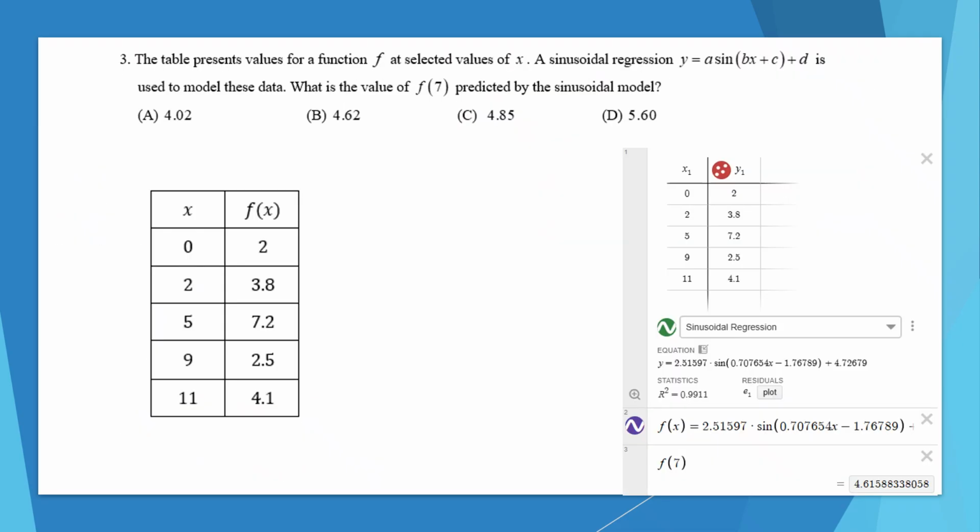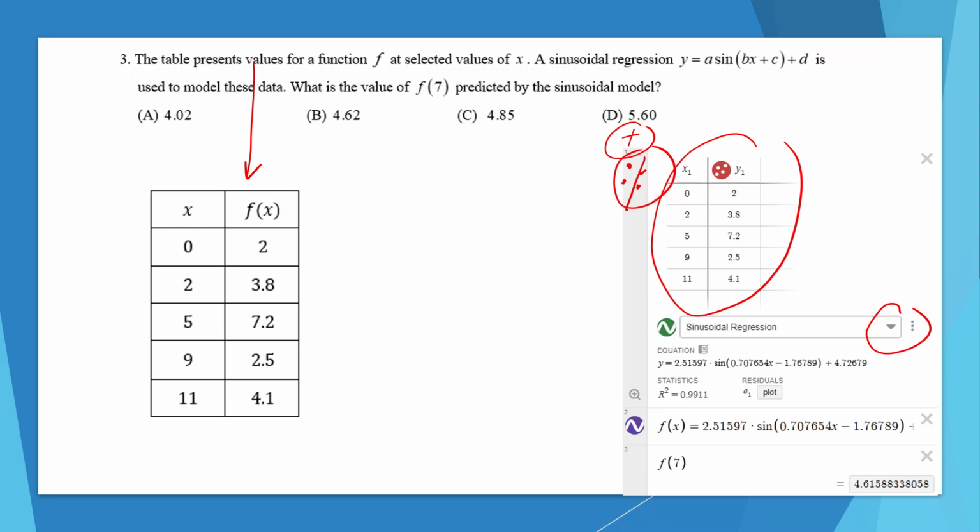Number 3, the table right here presents values for function f at selected values of x. Here we're using a sinusoidal regression to model this data, and we want to find the prediction when x is 7 and find f of 7. So what I'm going to do first is add a table in that top left corner, enter our data points verbatim, and then in the drop down, to get that drop down, remember, you're going to click that little icon right there and go to sinusoidal regression.